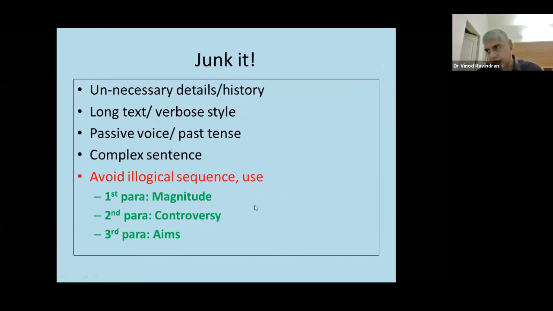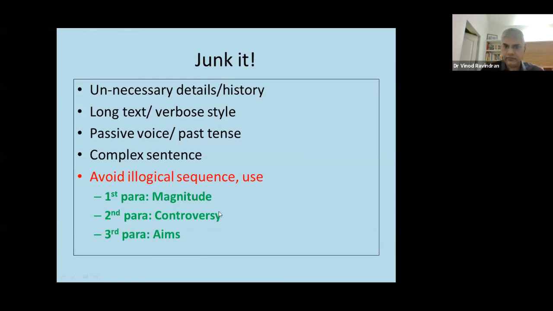Many from our countries would start with "gout is an ancient disease, which was first described in a mummy found beside the river Nile 5,500 years ago." Completely unnecessary, not required. And long text, I have said enough about it. And then complex sentences. Avoid using complex sentences. Keep it very, very simple.